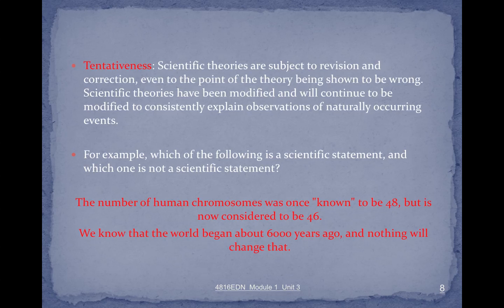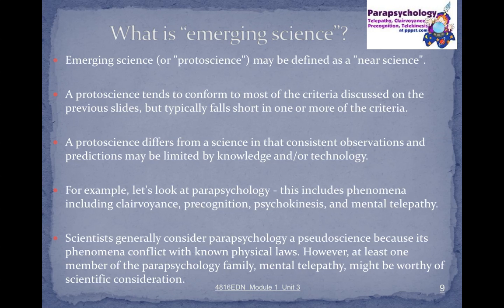Again, we use tentative language in science. We know the world began about 6,000 years ago, and nothing will change that. That's a form of creationism or a creationist view. And basically, creationists will hold firm to that view. So there's no tentativeness involved at all with that viewpoint. It's not able to be changed according to people that align with this view. It's more of an absolute type view. So they're characteristics that we're going to use as saying, well, that defines something as being fairly scientific.